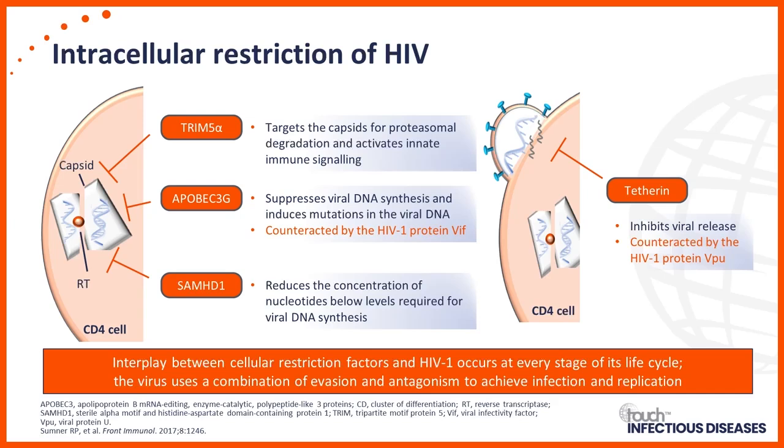SAMHD1 reduces the concentration of nucleotides to the extent that the viral reverse transcriptase activity drops dramatically, and this is most prominent in resting T cells and in myeloid cells. Tetherin is an interferon-induced protein that inhibits viral release, and the viral Vpu protein counteracts its activity. Without all these innate cellular defense mechanisms, HIV infection rate and its replication would even be more dramatic. And so these defenses are active the moment the virus infects the cells.